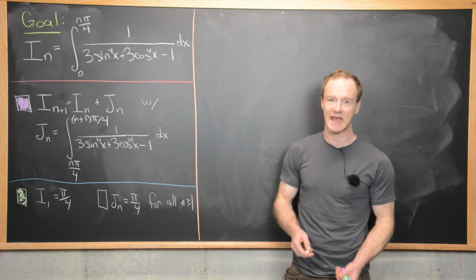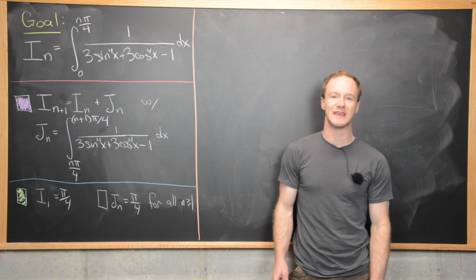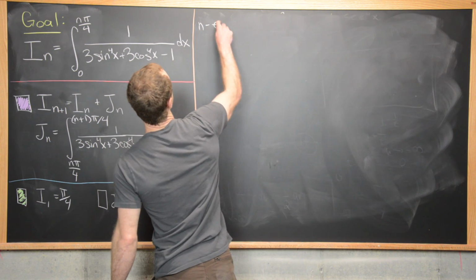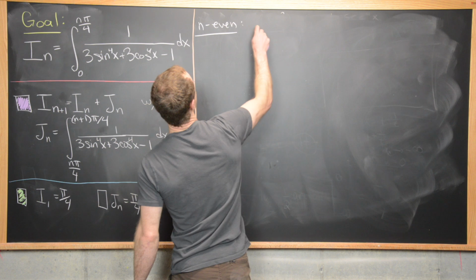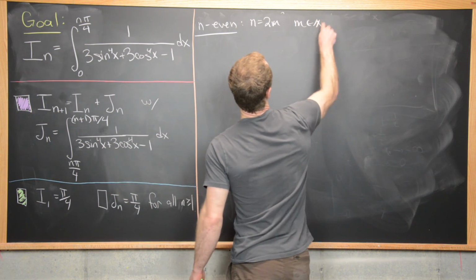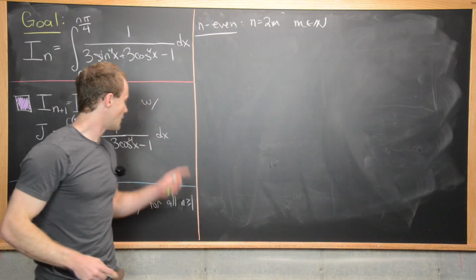And we're going to do these in a case-by-case process. We need to look at the even ones, and then we'll also look at the odd ones. So our first case will be if n is even, and that's going to make n equal to 2m, where m is some natural number. So let's see what that gives us.